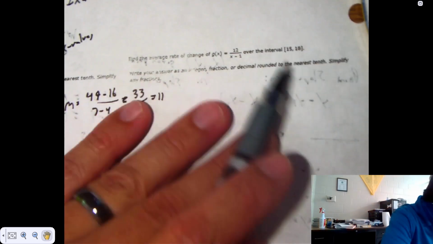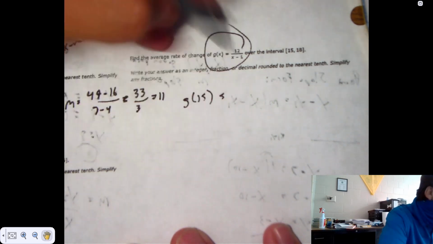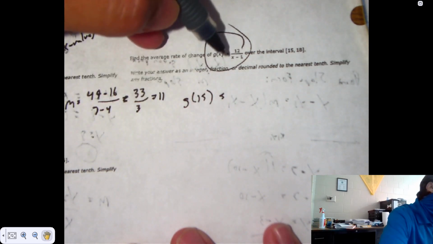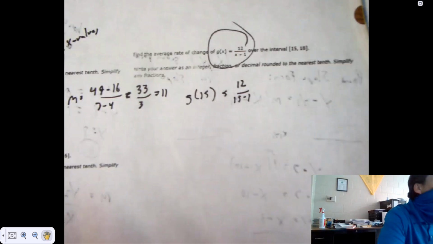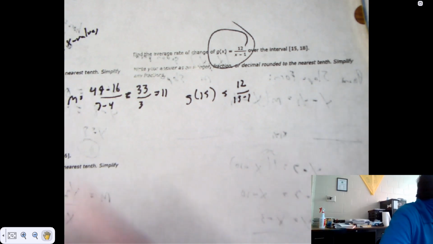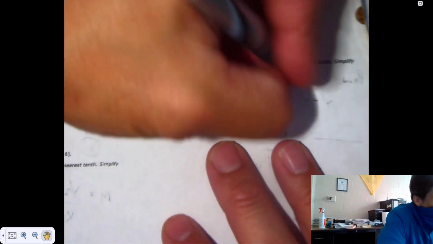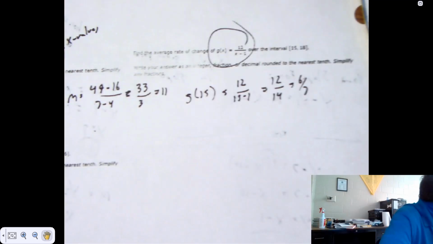But most of the stuff you can actually just do the initial plug in. We got a 15 and an 8. Here's our function. G of 15 would happen when I plug in a 15. I plug it in the bottom. So I have 12 sitting over 15 minus 1. And I don't care if you reduce the fraction or not. I really don't. What is 15 minus 1? 12 fourteenths. Now if I was doing this by hand, I would say 6/7. Because that's what it reduces to.